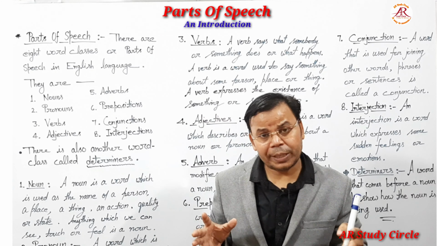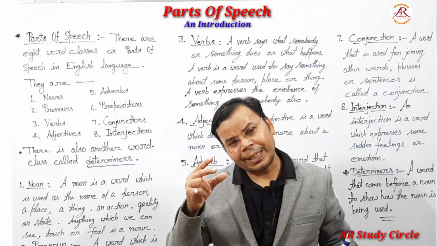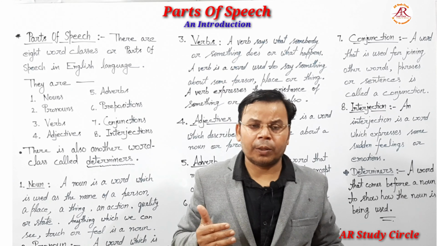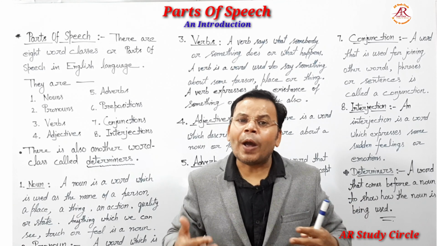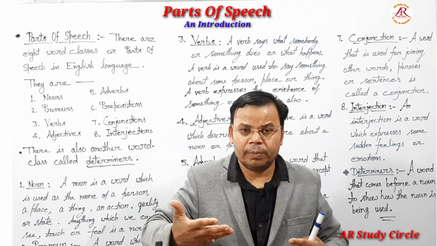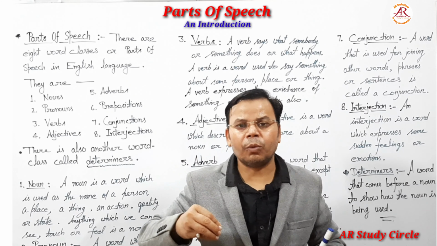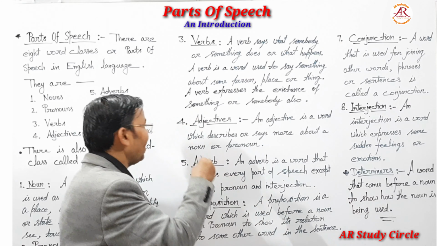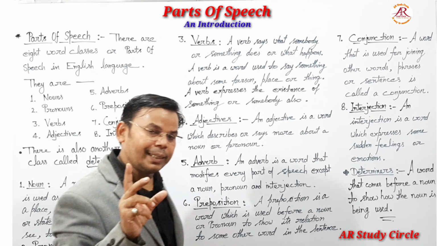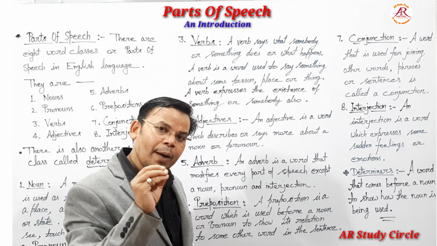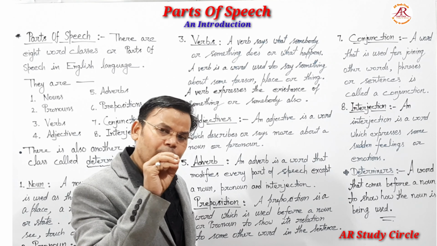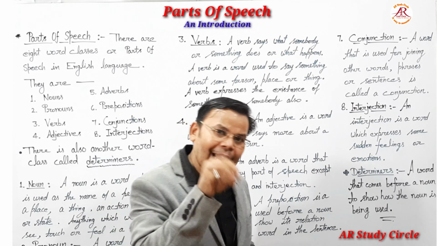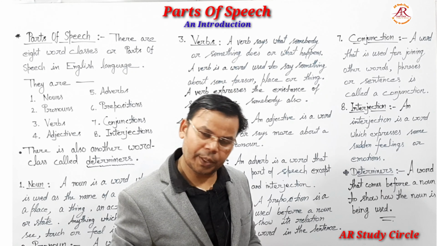I think you have understood that. A word which is able to express more about a noun, or a word which is able to express more about a pronoun, is called an adjective. I mean, I want to say that an adjective gives or tells the quality of a noun or pronoun.